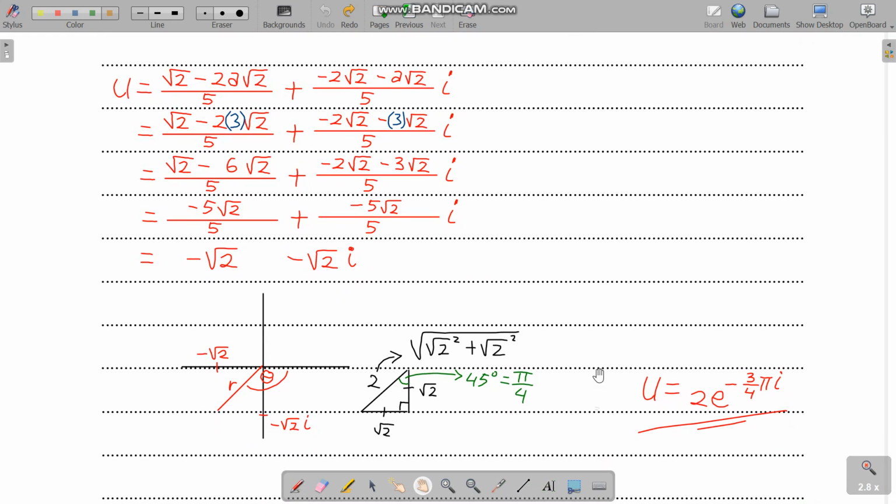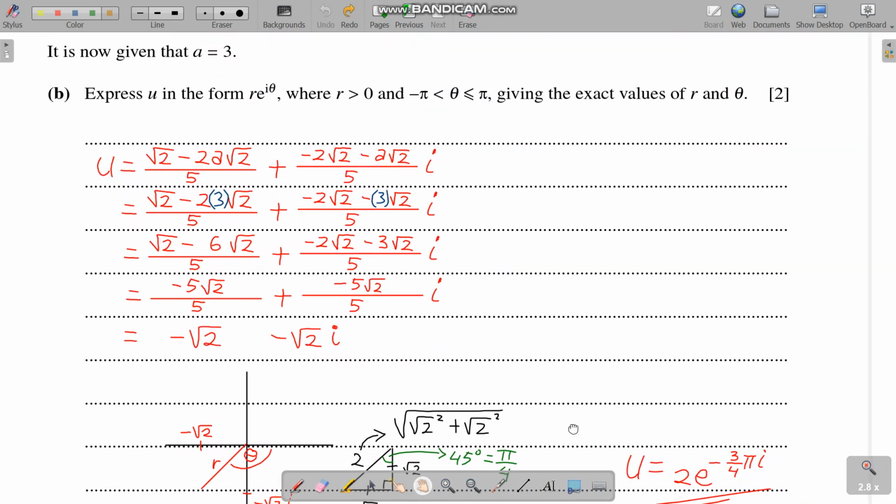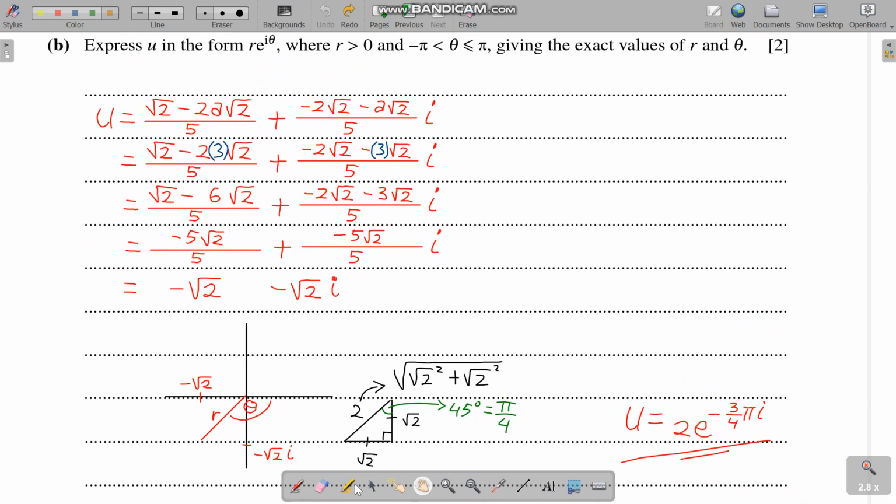Now to use the exponential form, just draw first the Argand diagram. The real part minus root 2, the imaginary part minus root 2. So this is the complex number. To find the modulus or the r, we use Pythagoras. It's actually an isosceles right angle triangle with sides root 2, so the hypotenuse, using Pythagoras, we get 2.